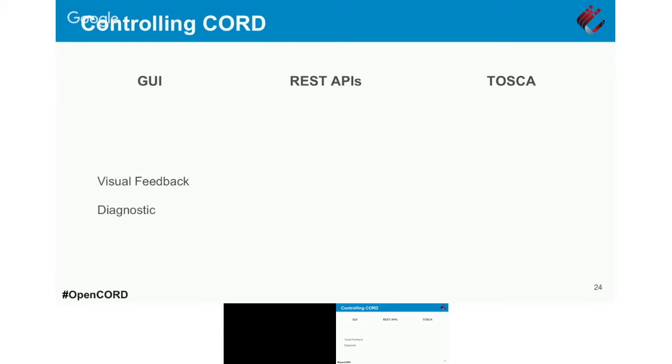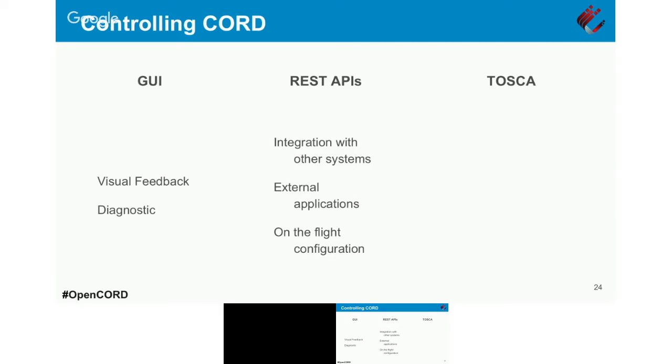The graphical user interface is normally used to get some visual feedback and perform some diagnostics on the system status. REST APIs are used to integrate with other system analytics tools. We can think about having external applications, customer management, and whatever. And we can use them also to perform some runtime configuration, while TOSCA is the natural entry point to define the system bootstrapping and define our service graph.